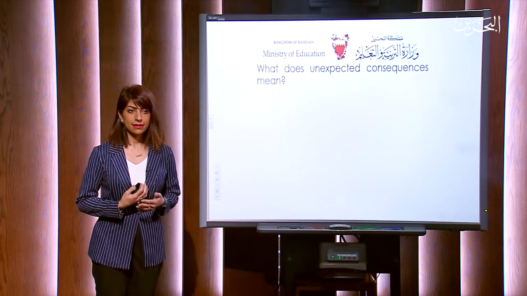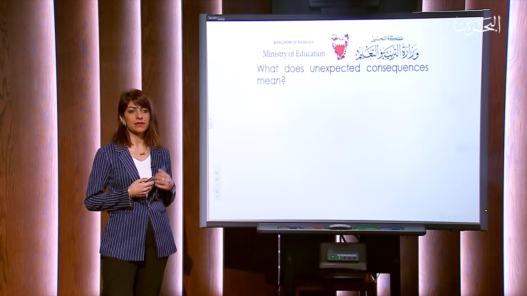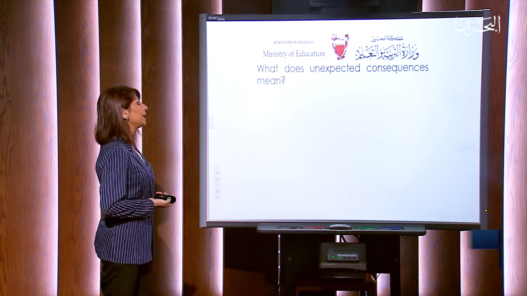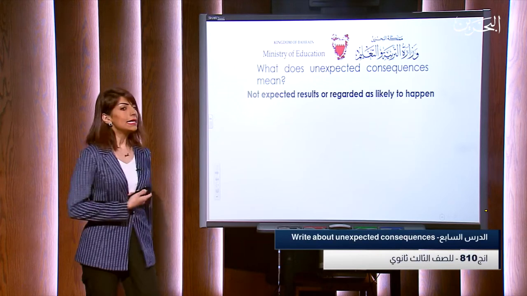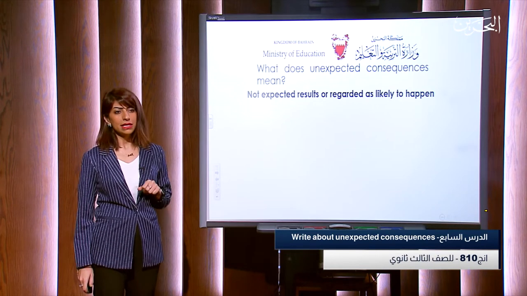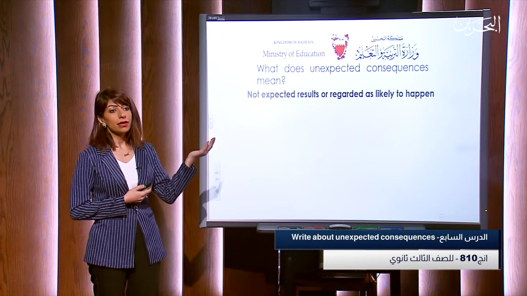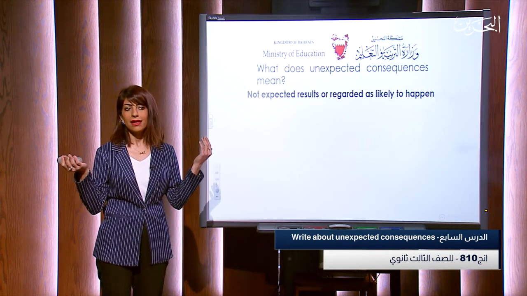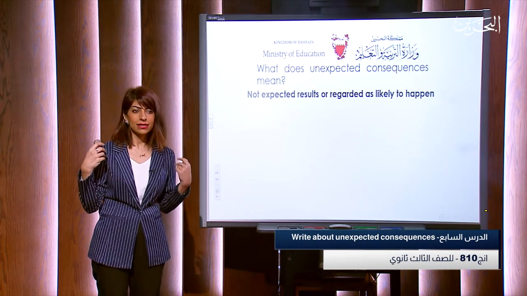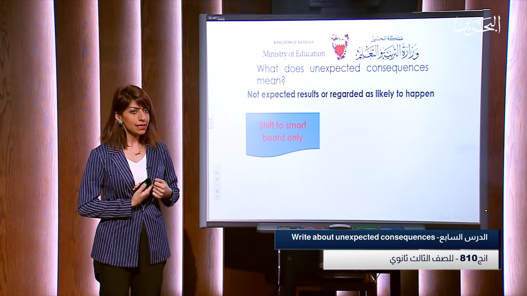Now, what is unexpected consequences? I've repeated it three times during the objectives, but do you know what is meant by unexpected consequences? Let's see. It means not expected results. Consequences means results, or let's say outcomes. When you do something, you are expecting some results, but there are unexpected results, or let's say they're regarded as likely to happen. I'll clarify that more in some topics as examples.